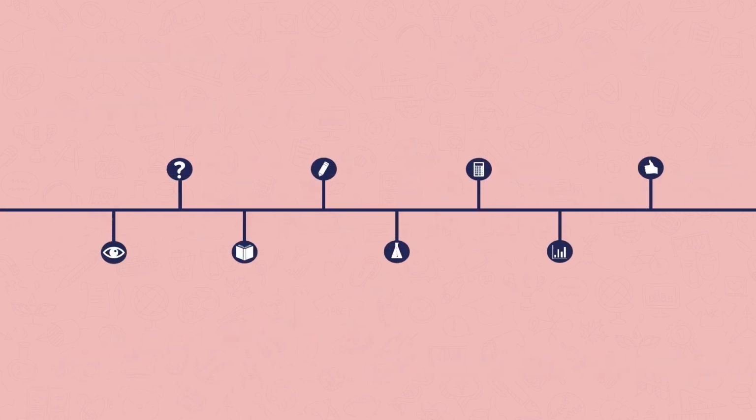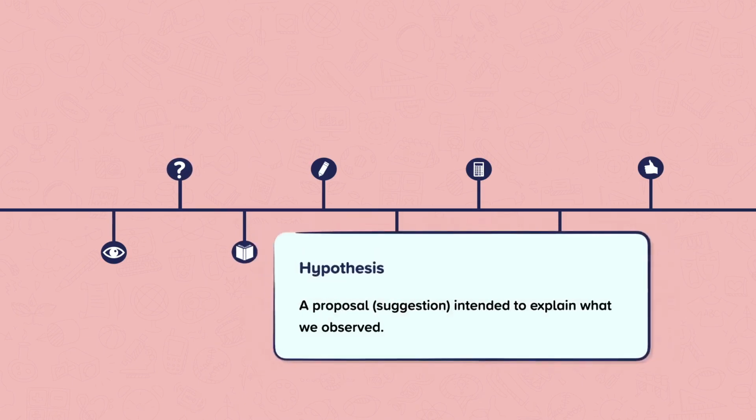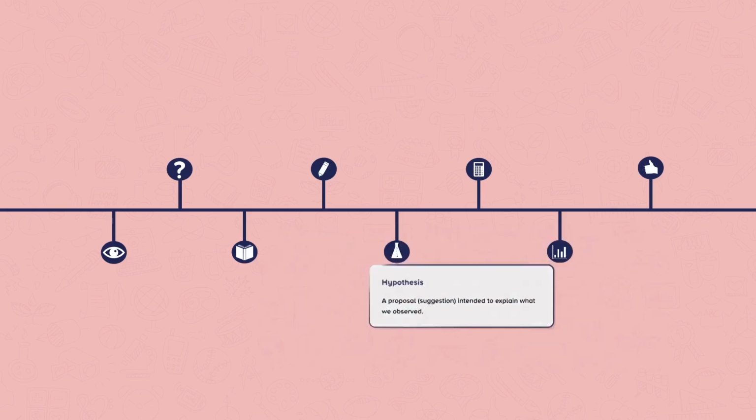This diagram here is showing the scientific method. In order to find out about the world, scientists will follow these steps. First, we must make some kind of interesting observation, notice a problem to solve, and then once we have that, we'll develop a scientific question. After that, we'll develop a hypothesis. A hypothesis is a proposal, a suggestion, intended to explain what we have observed.